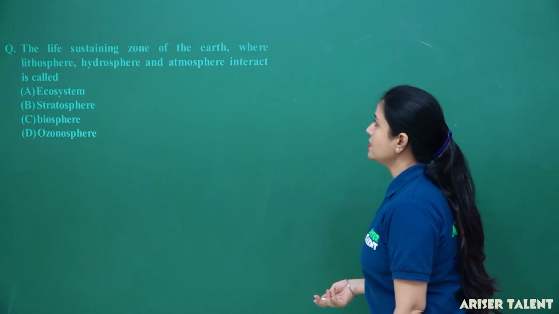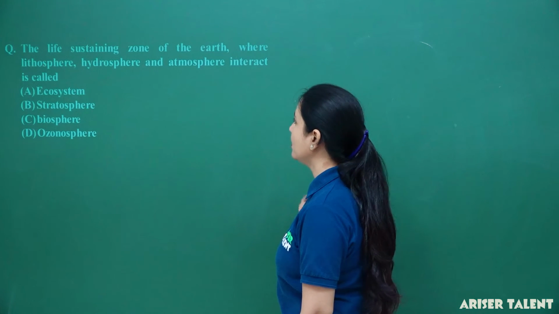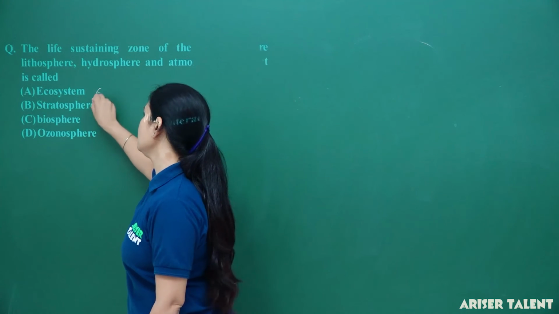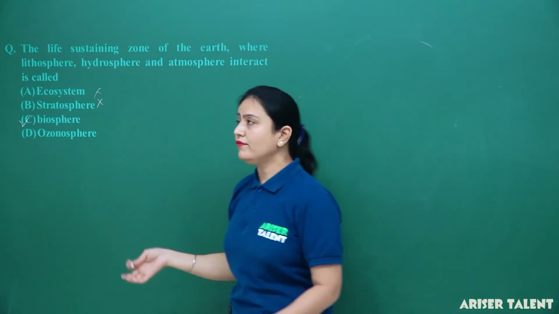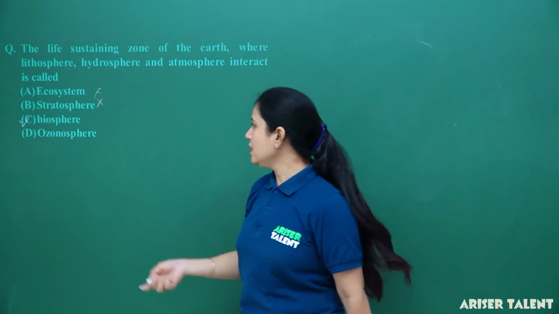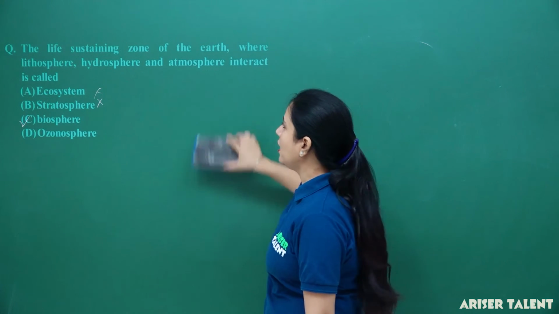Next is, the life sustaining zone of the earth, where lithosphere, hydrosphere and atmosphere interact, is called? Ecosystem, not only ecosystem, stratosphere, no, biosphere, yes. Biosphere is the zone in which the lithosphere, hydrosphere and atmosphere interact with each other. So, this is known as the biosphere, that is, option C is the correct answer.